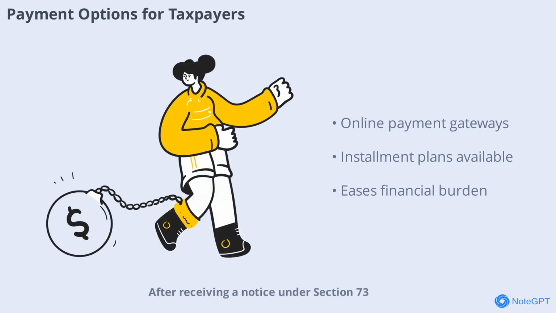After receiving a notice under Section 73, taxpayers are provided with several options to settle outstanding dues. These options include making payments online through designated gateways or opting for installment plans if the amount is substantial. This flexibility is designed to ease the financial burden on businesses while ensuring compliance. By offering multiple payment methods, the authorities encourage timely resolution of dues and help businesses avoid further penalties or interest. Understanding these options can make the process less daunting and more manageable for taxpayers facing Section 73 notices.